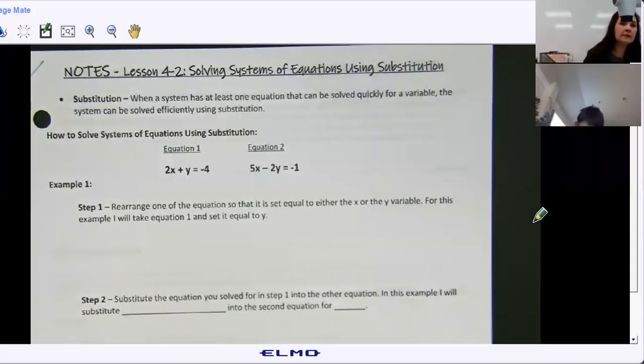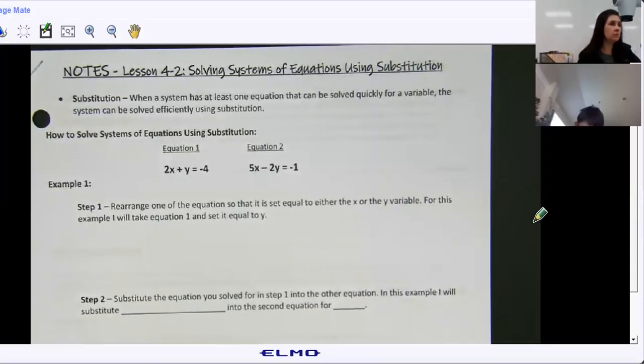Today we are working on lesson 4-2, which is solving systems using substitution. We're just continuing the same concept, taking two equations and trying to find a solution that makes each equation true. Okay, and so this is just a second method.